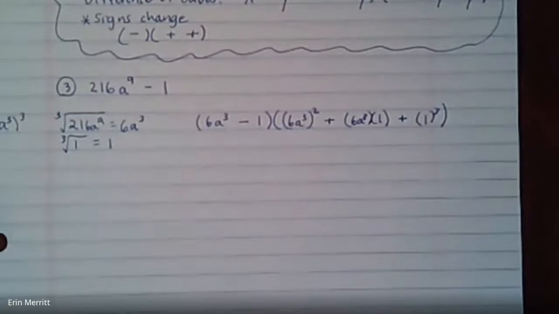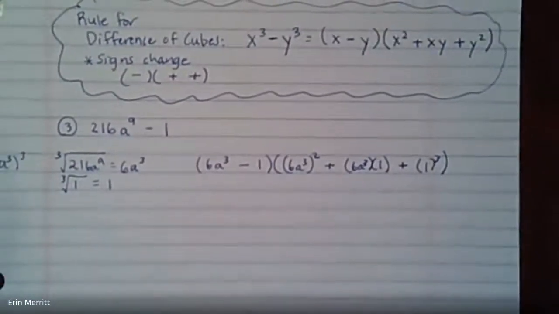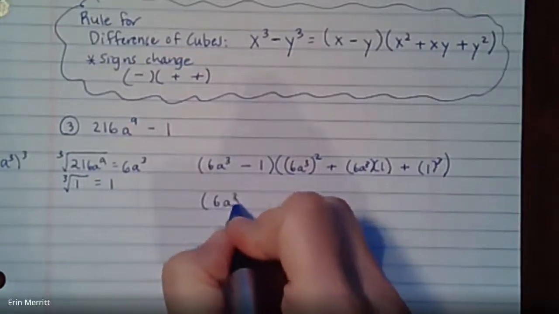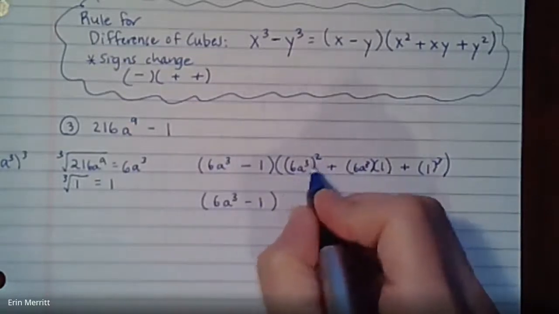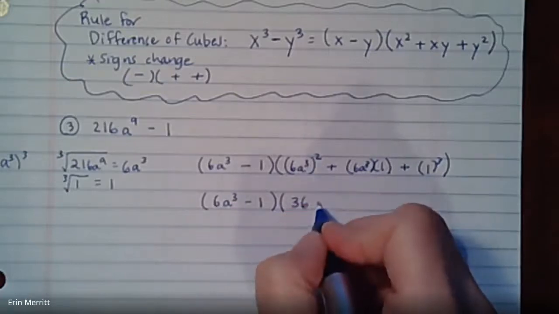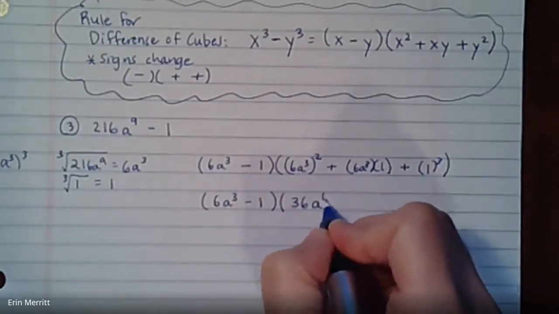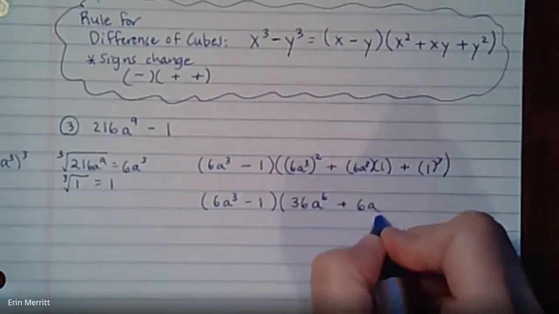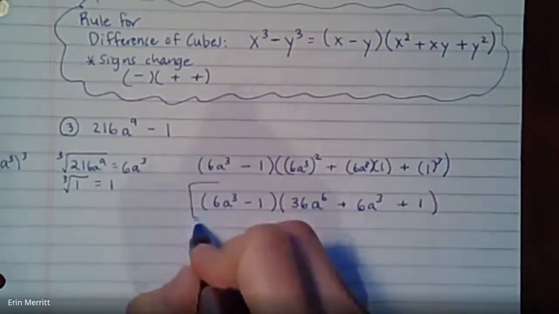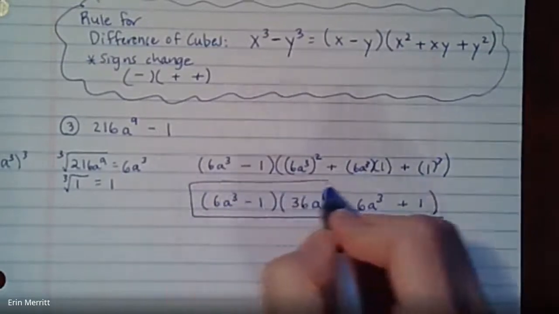And when it's ones, there's not a lot of work to show, but you still want to think about it. All right, so finish it up. This is 6a cubed minus 1. If I square all of that, that'll give me 36a to the 6th, since 3 times 2 gives me the 6 power. And then plus 6a cubed plus 1. And that's it. All right.